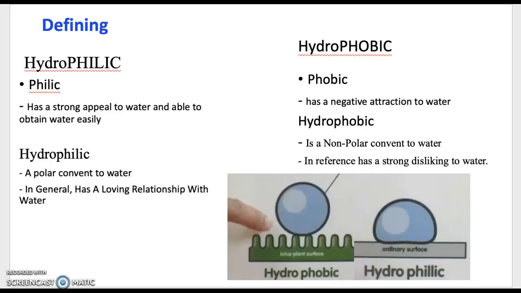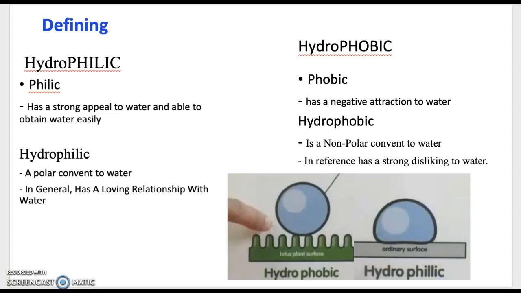The word hydro by itself means water. Philic is a strong appeal to water, and it obtains water easily, meaning it dissolves into water easily. Hydrophilic together is a polar convenient to water, and in general has a really good relationship to water.